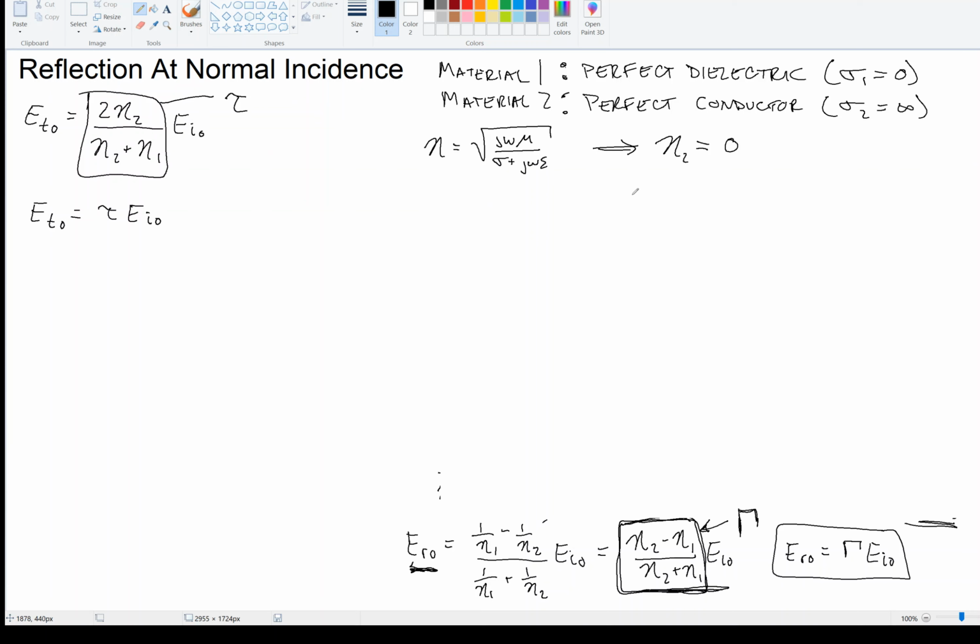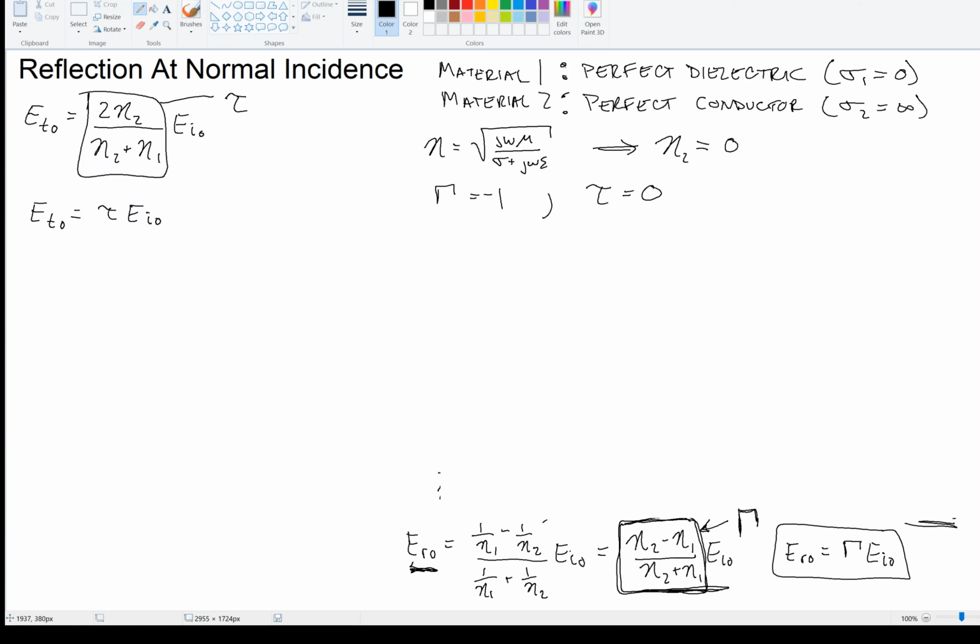So right away, if we plug in eta 2 equal to 0 down here, we see that the reflection coefficient is -1 in this case, because we have negative eta 1 over positive eta 1. And if we plug in eta 2 equals 0 here, we get a transmission coefficient of 0. That's pretty cool. That means the electromagnetic wave is entirely reflected and nothing is transmitted into the conductor, as we would expect.